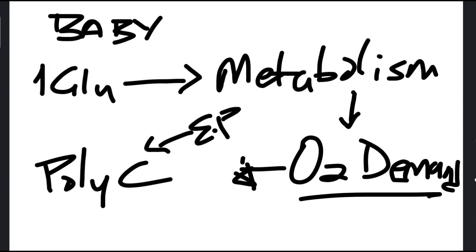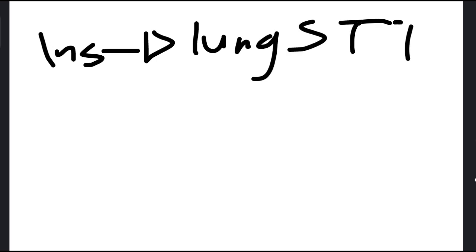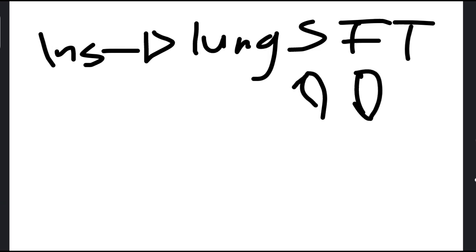Whilst we're still on this, here's something that's a little bit weird. So insulin will also inhibit the production of lung surfactant. So this baby will be at risk of having underdeveloped lungs.